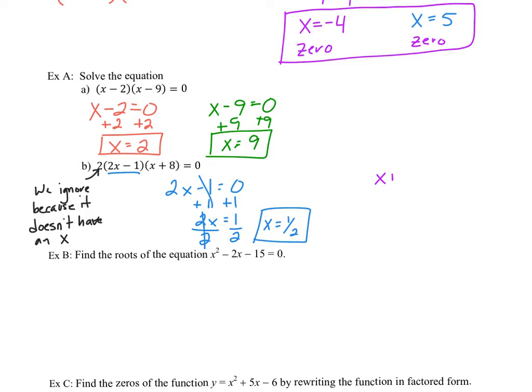And then I have my x plus 8. This one's pretty easy. It's just the opposite. So x equals -8. Those are my 2 zeros.